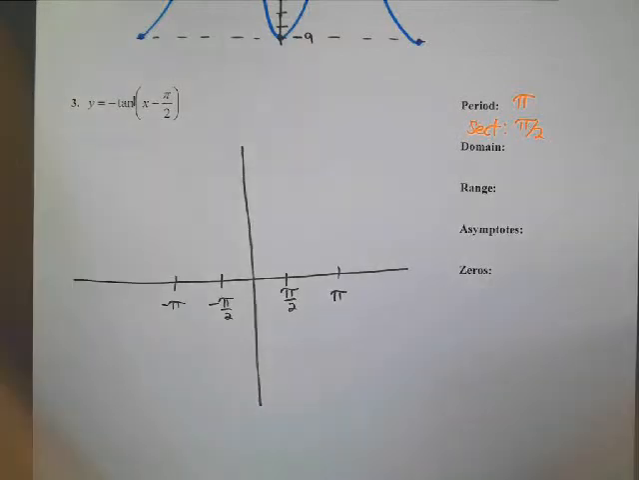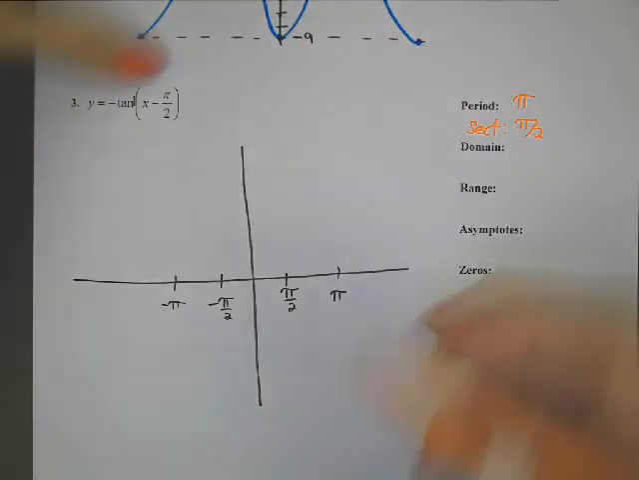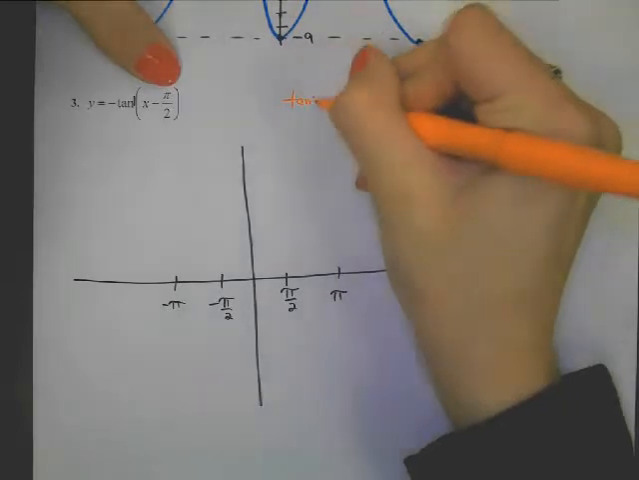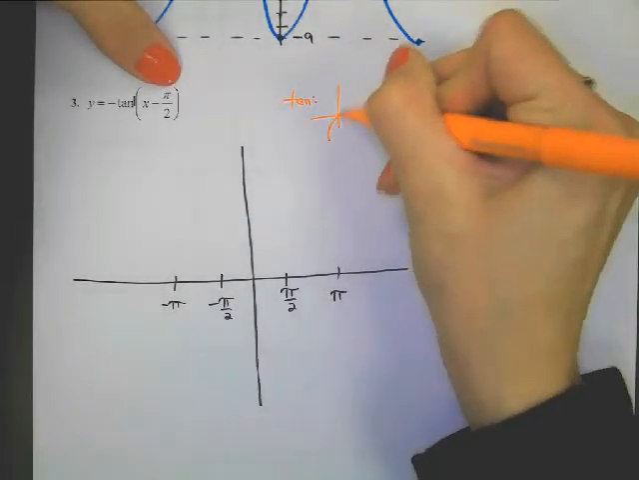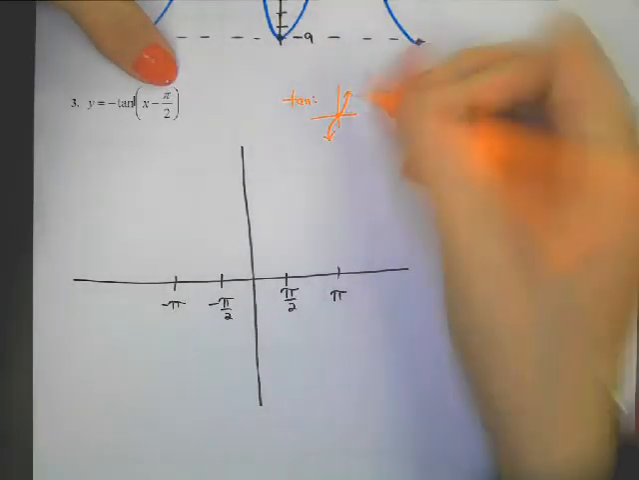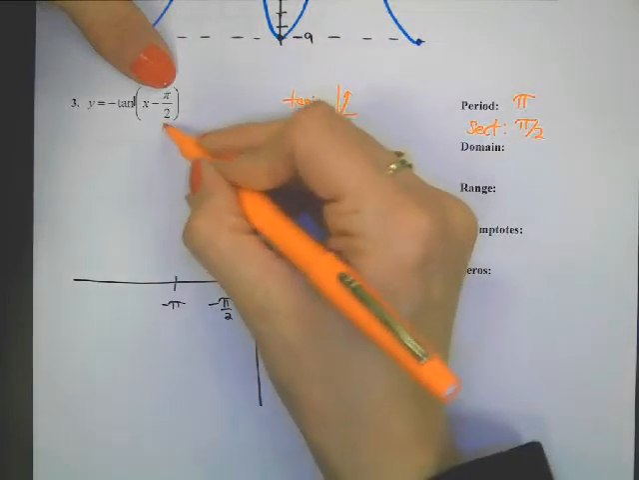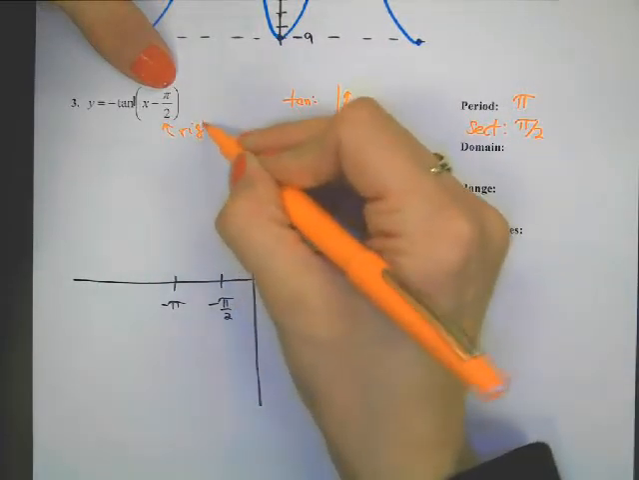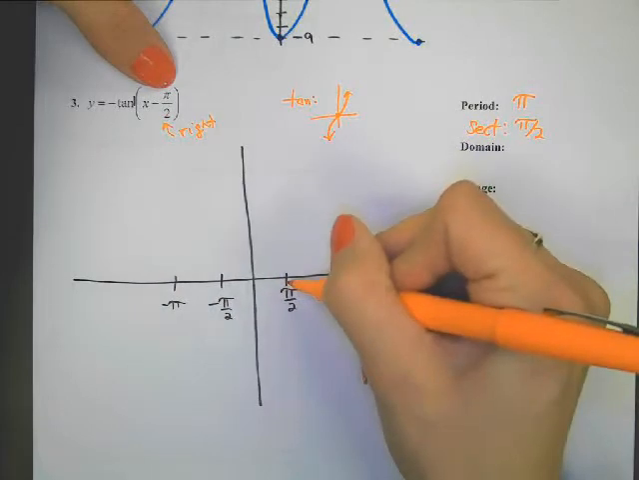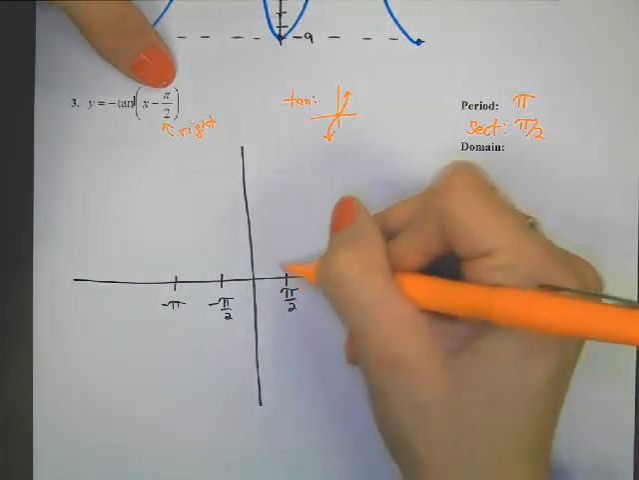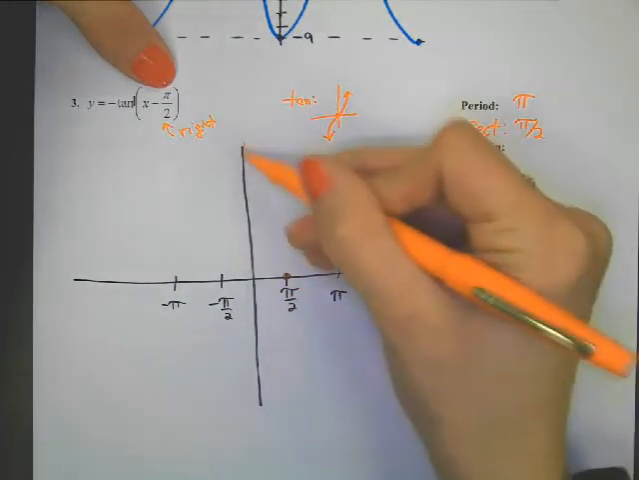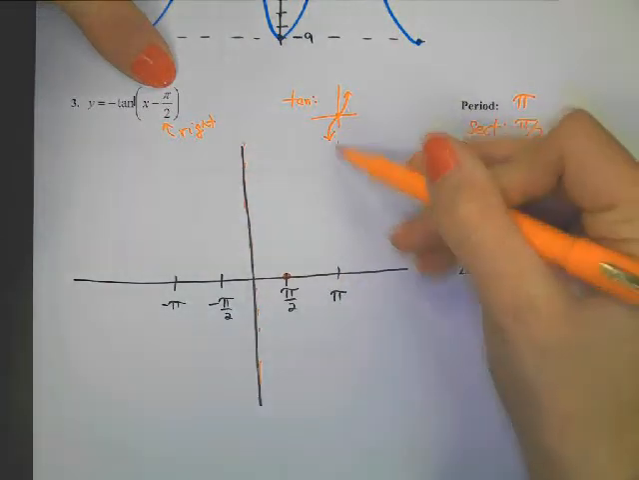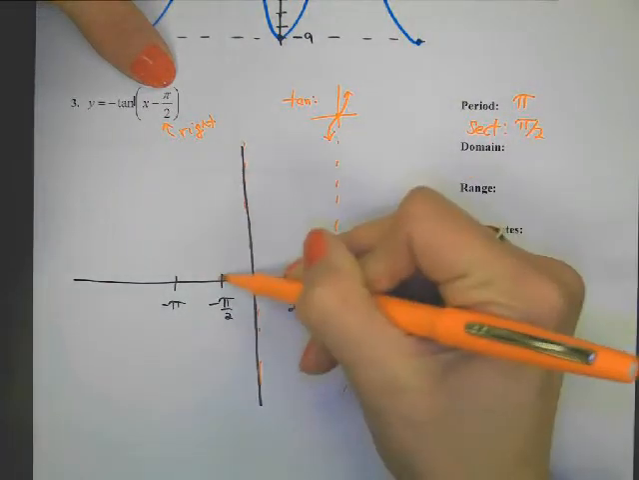So the next thing I'm going to do is consider the shifting. I know that a tangent graph usually starts off on the y-axis like this with a point. But I'm going to have to shift that point pi over 2 to the right. So let's go over here to pi over 2. That is where I'm going to start with my point. And every other thing is going to get an asymptote.